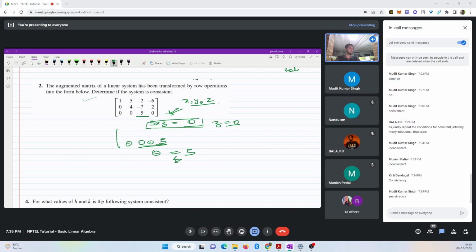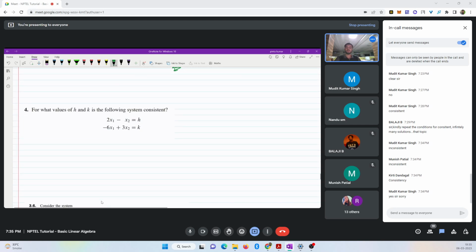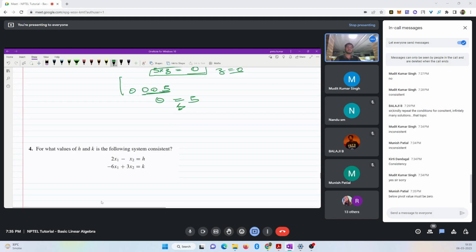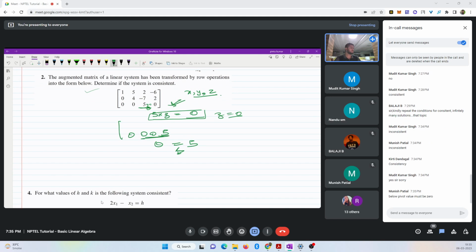Yeah, that's fine. There is nothing to be sorry about. So 5z is 0 in this case, so we have a solution existing for this. So this is a consistent system. Below a pivot, everything must be 0. There is nothing below this, so it is not an issue. Is there something that I didn't understand in your question, Monish?